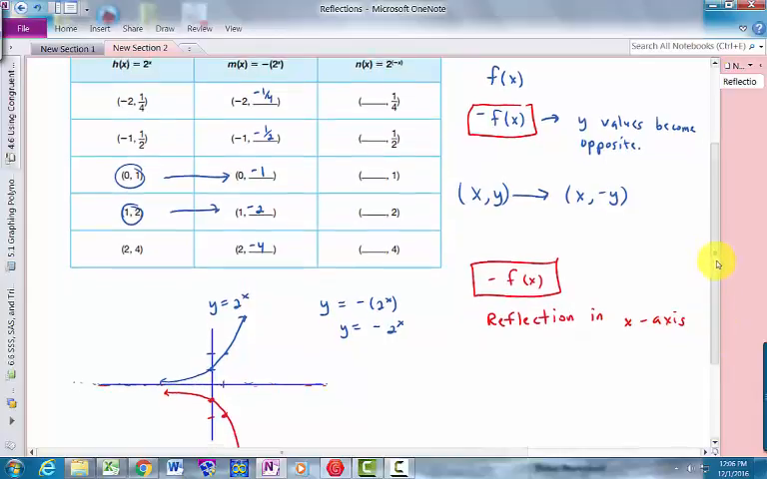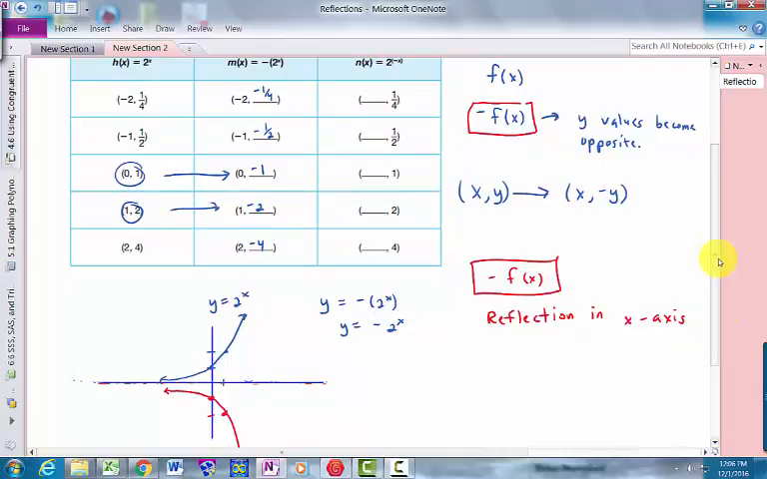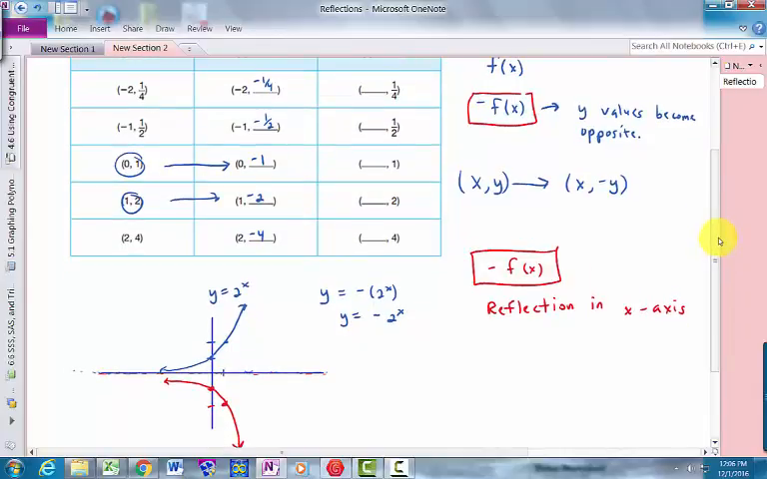Okay, some people say on the x-axis. That's totally fine. Some people say over the x-axis. I like to say in the x-axis. Okay, now one other thing.